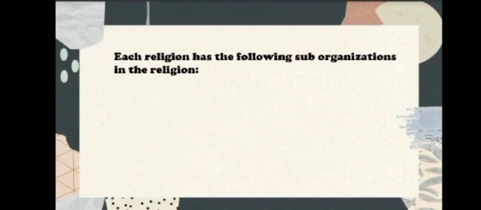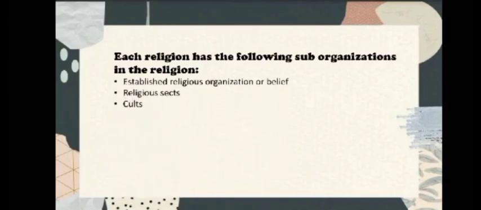Each religion has the following sub-organizations. Established religious organization based on belief, for example, Islamic organization, Jewish organization, Buddhist and Christian organizations. Religious sects are religious groups that are subsets of a religion that typically share the same beliefs. Cults.